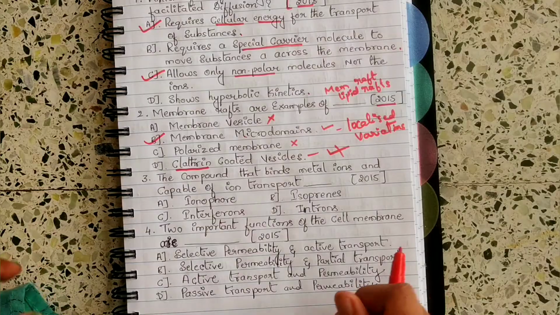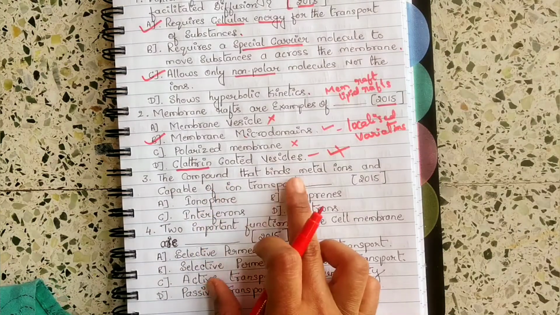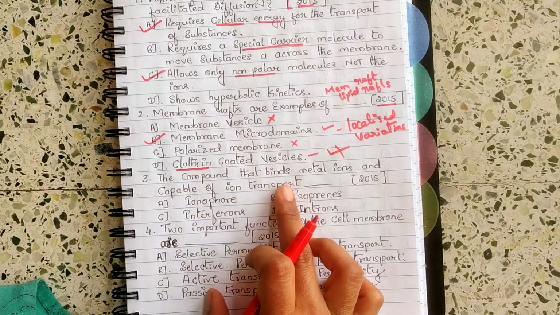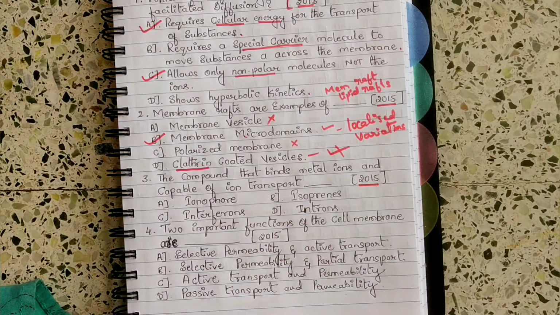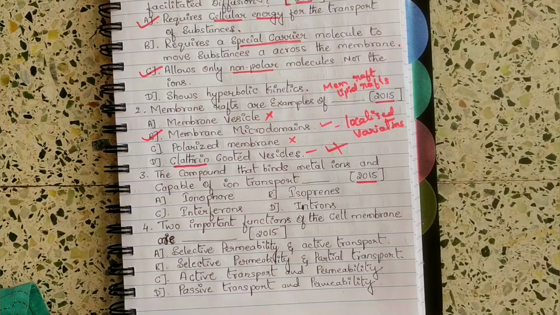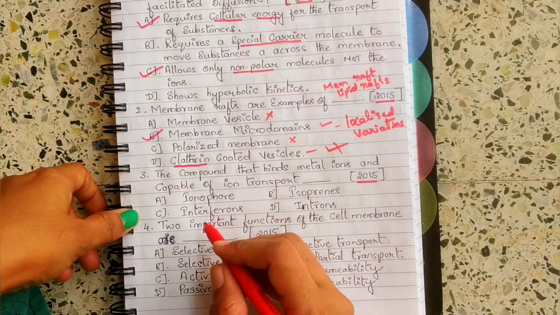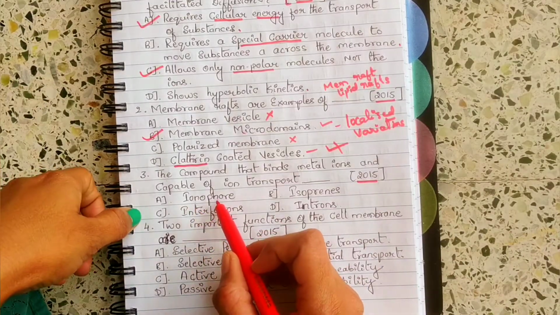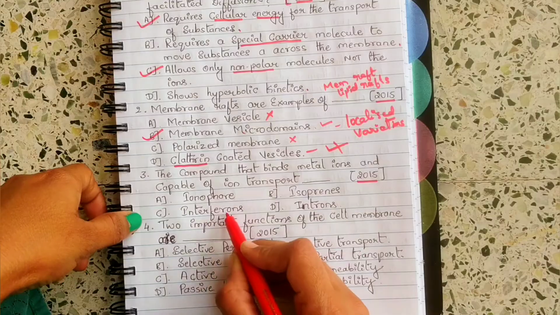Now let us move on to the next one. The compound that binds metal ions and is capable of ion transport, which was asked in the year 2015. Okay, options are like this. Option A, ion core. Option B, isoprenes. Option C, interference. Option D, introns.